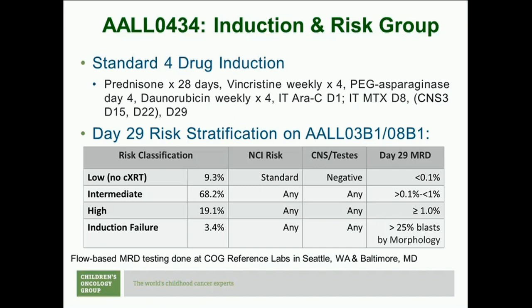So our risk classification, we figured that we would have low risk would be about 9% of our population, intermediate risk about 68% of our population, high risk 19%, and induction failures 3.4%.